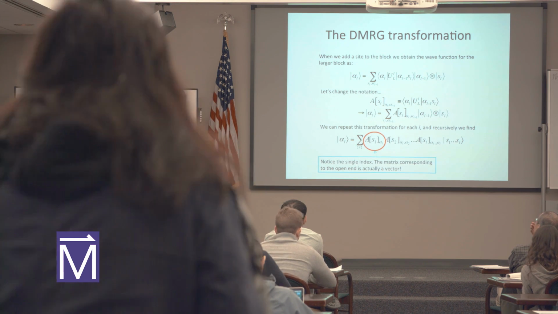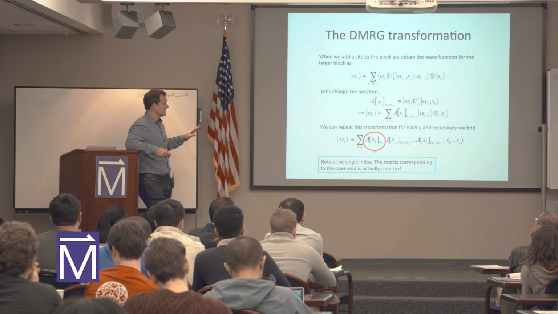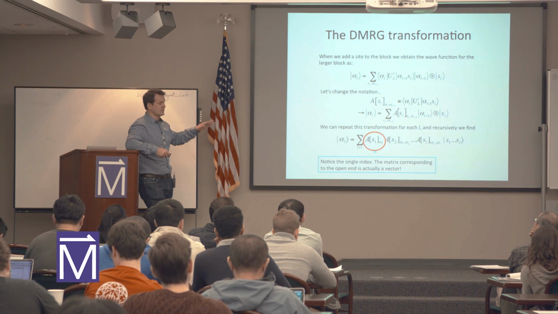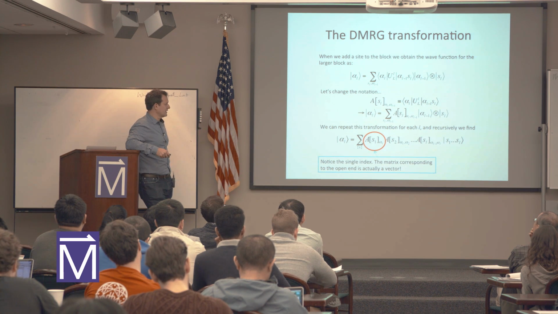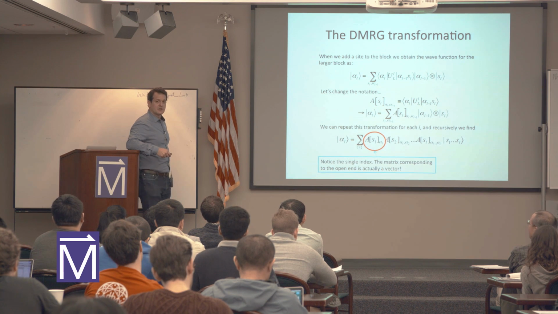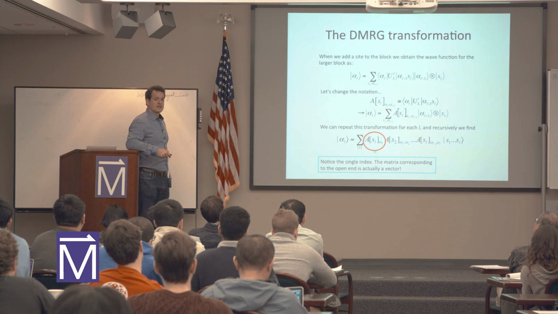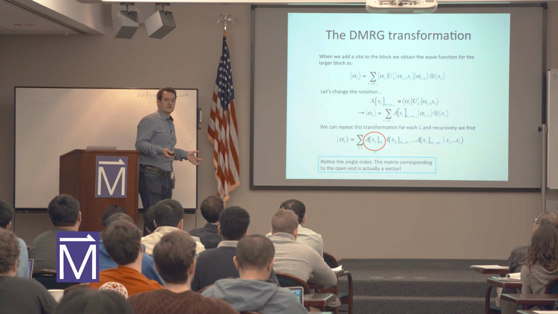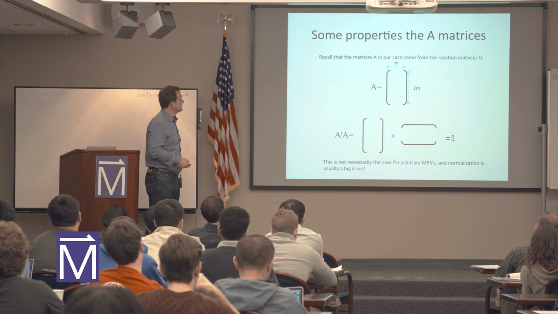So what people realized early on, like Östlund and Rommer, is that you could write this wave function in this form, but only in 2000 or so, people understood that you can use this as a variational expression and just optimize the wave function by optimizing these matrices. And basically, that's what DMRG is doing in the end. It's the same thing. So let's see that.